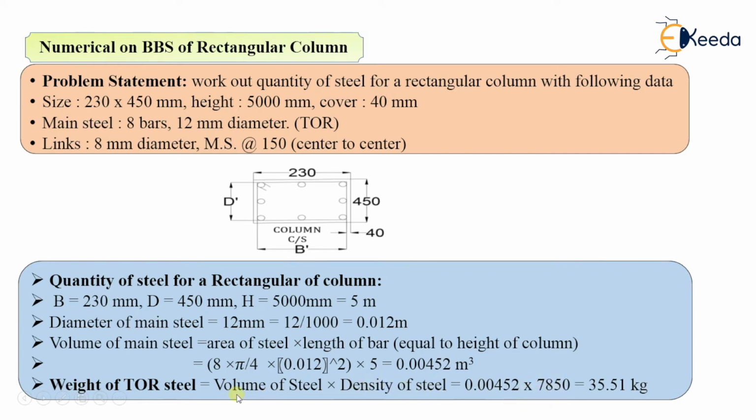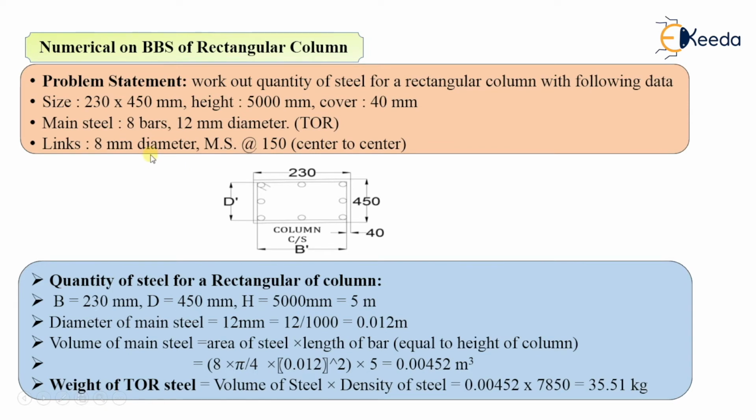So what I have done here, I have multiplied volume of steel by the density of steel, that is 0.00452 multiplied by 7850. So which comes as 35.51 kg. This is the total weight of torch steel or main steel, you can say. Now we have calculated the weight of main steel. Now let's calculate the weight of mild steel links, that is mild steel ties in the column.